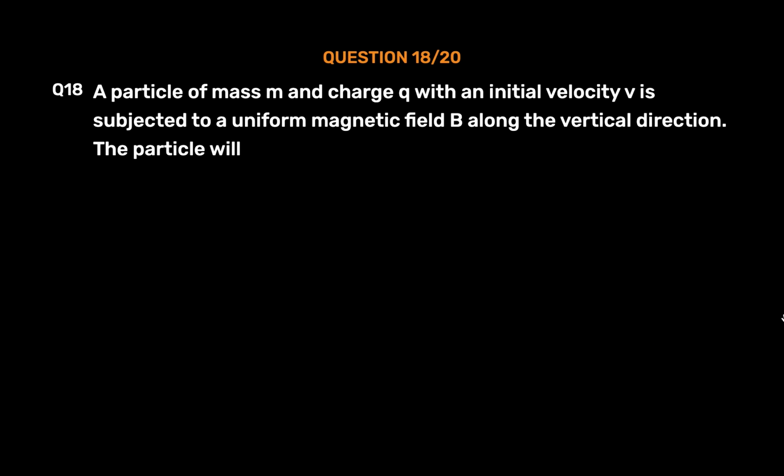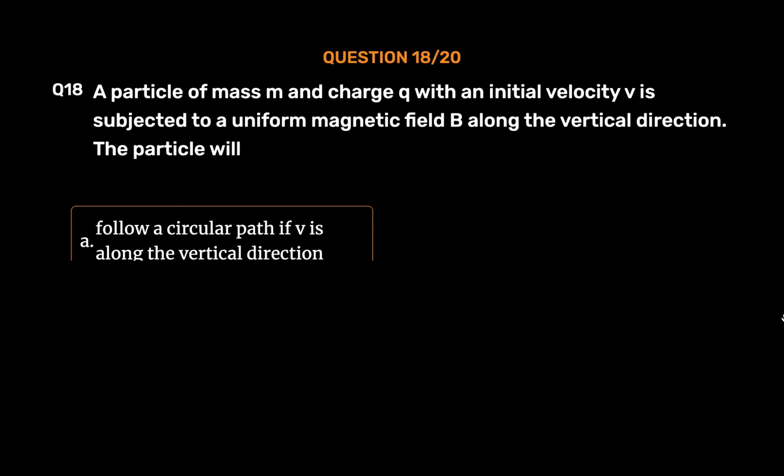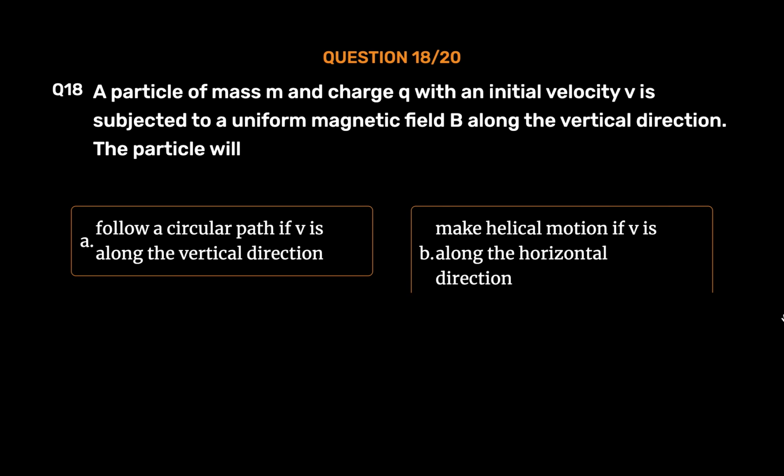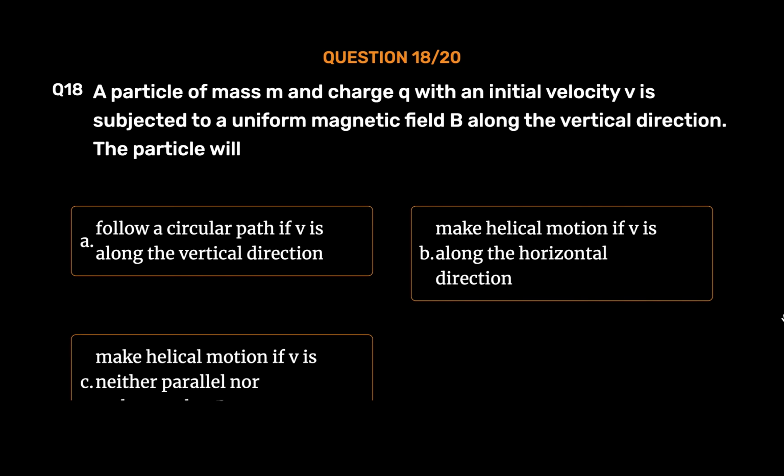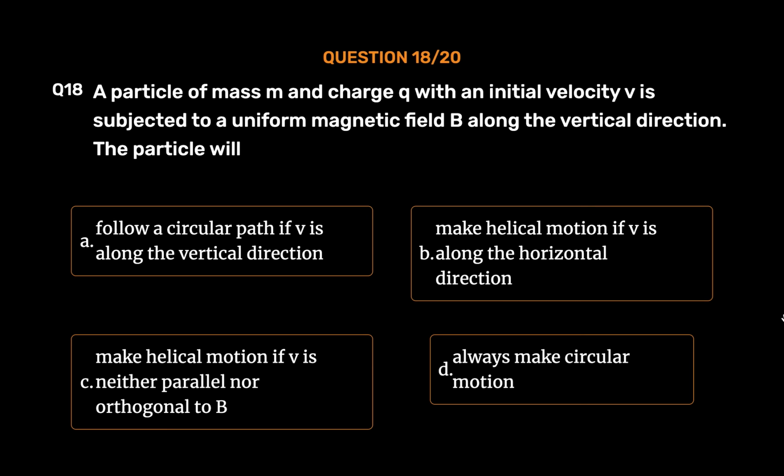Question number 18. A particle of mass m and charge q with an initial velocity v is subjected to a uniform magnetic field B along the vertical direction. The particle will: option A. Follow a circular path if v is along the vertical direction. Option B. Make helical motion if v is along the horizontal direction. Option C. Make helical motion if v is neither parallel nor orthogonal to B. Option D. Always make circular motion. The correct answer is option C. Make helical motion if v is neither parallel nor orthogonal to B.